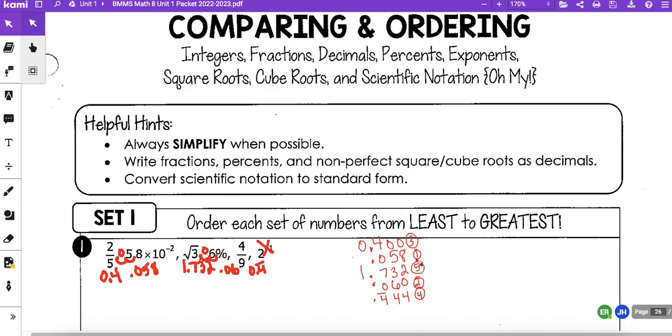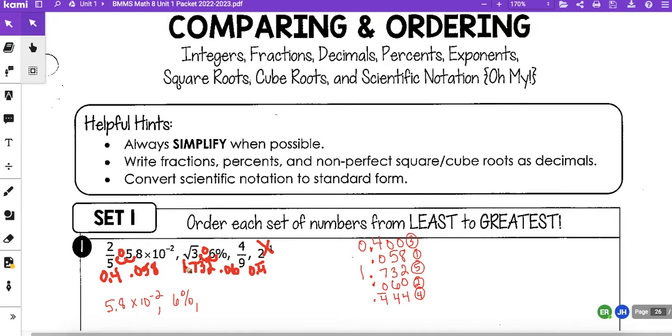Now what I'm going to do is look at these and I'm going to write the original, not what I changed it to. So the 0.058 was this one, but it originally started out as 5.8 times 10 to the -2nd. Okay, then the second one was this one, which was originally 6%.